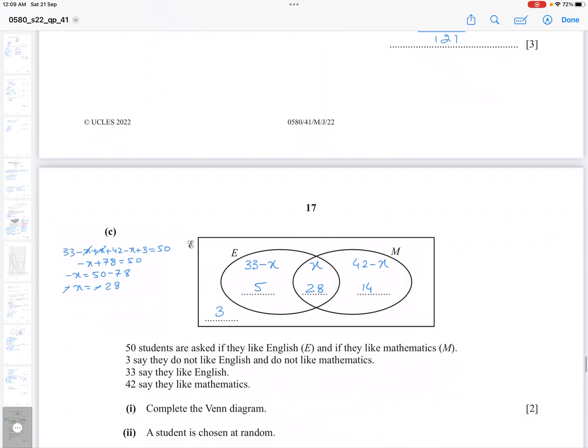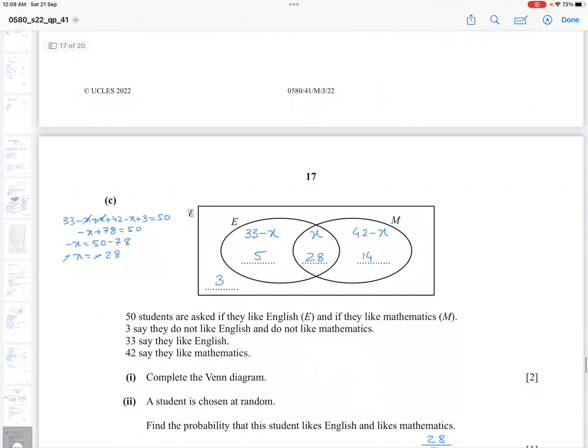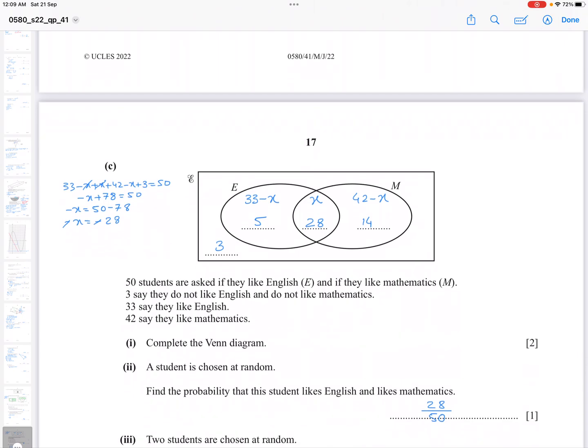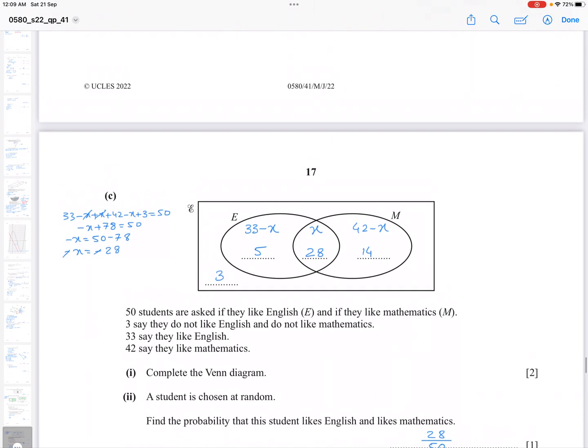C part, 50 students are asked if they like English, E, and if they like mathematics, M. 3 say they do not like English, do not like mathematics. 33 say they like English, 42 say they like mathematics. Complete the Venn diagram. So you put X in the middle.